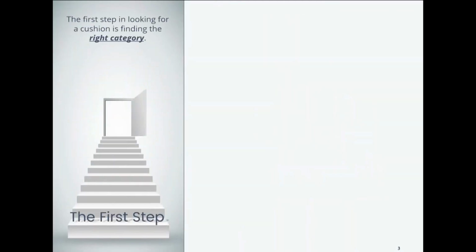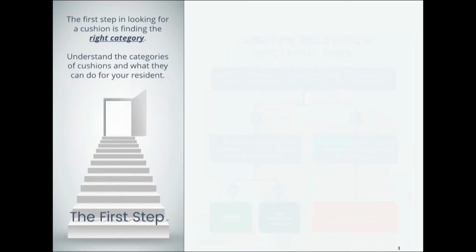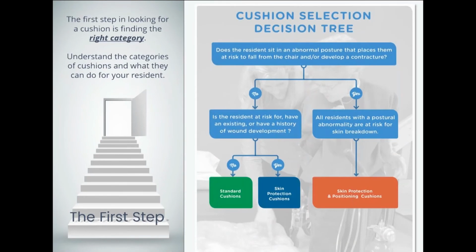So when going to purchase a cushion, the first step in choosing the appropriate cushion is finding the right category. And so understanding the categories of cushions out there is key. Most companies divide their cushions into 4 categories: standard, or known as general use cushions, skin protection cushions, positioning cushions, or skin protection and positioning cushions. But as you can see here on this algorithm, this decision tree that we have made, I call them standard cushions, skin protection cushions. I skip the positioning section and I go straight to skin protection and positioning cushions.